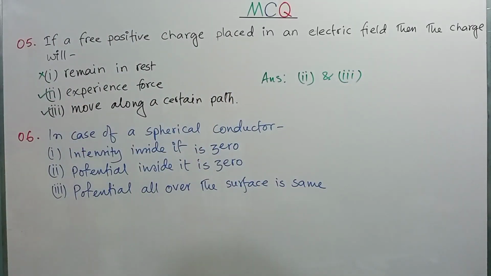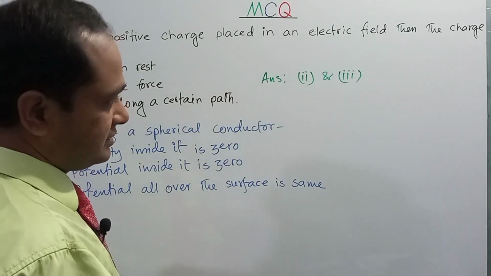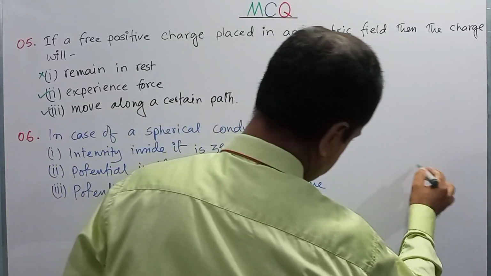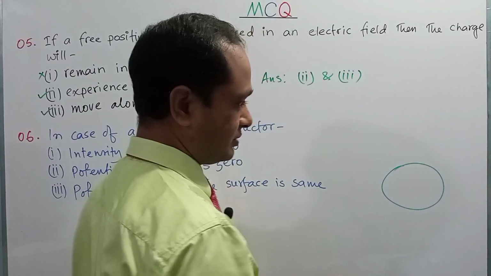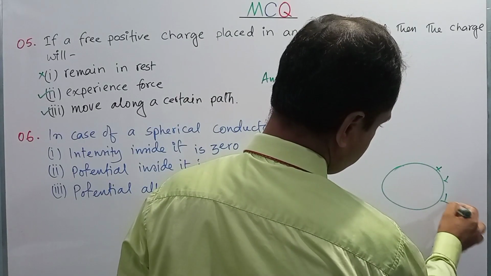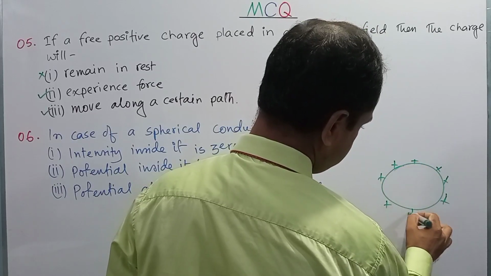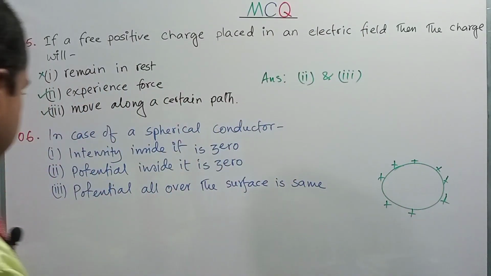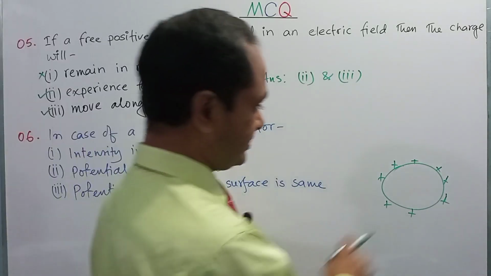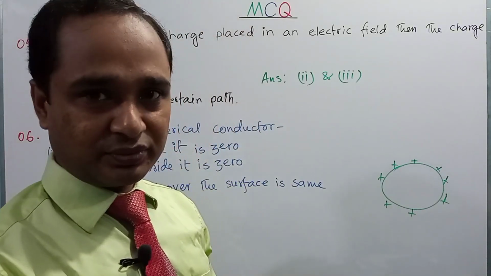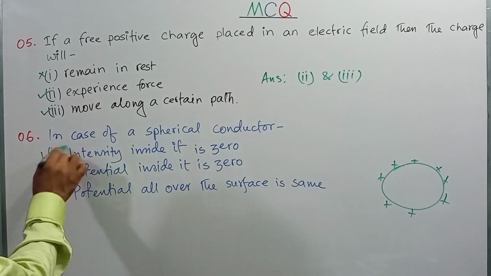In the next question, they said that in case of a spherical conductor, if a charge is placed on the spherical conductor, then the charge will be distributed uniformly all over the surface, right? So in that case, the intensity inside the sphere is 0, since there is no line of force. So the first option is correct.